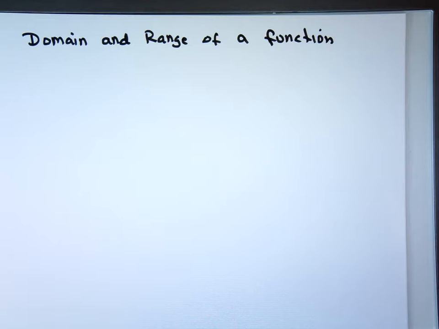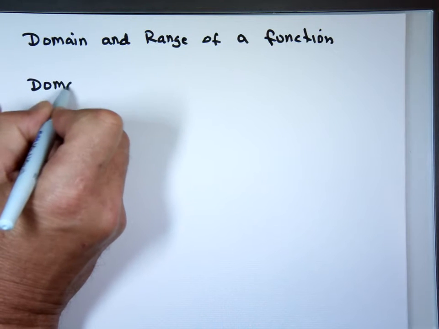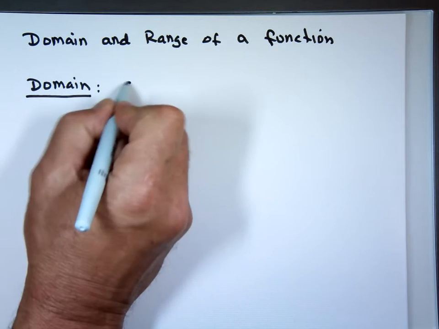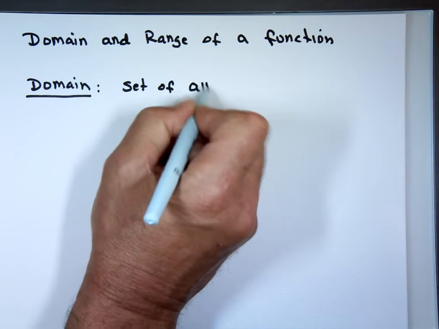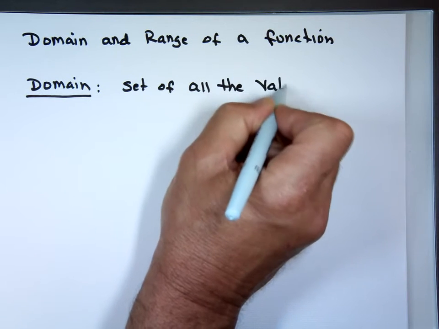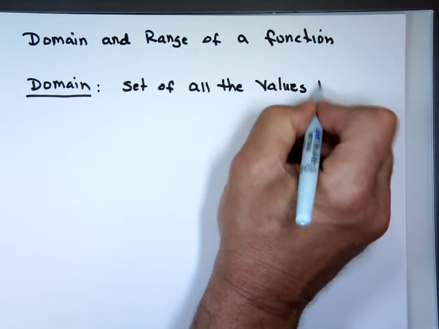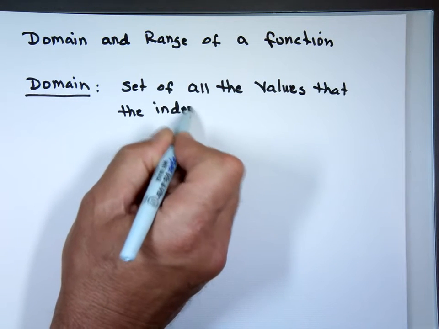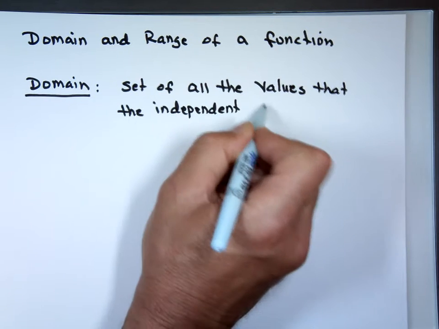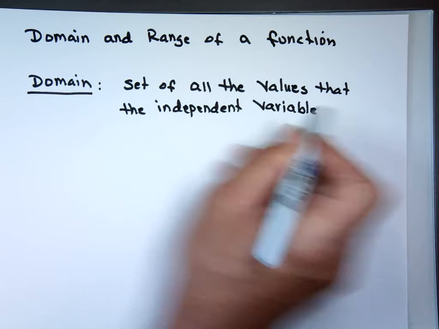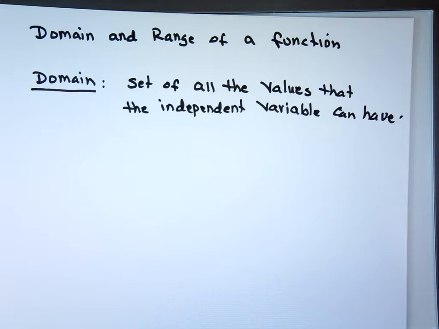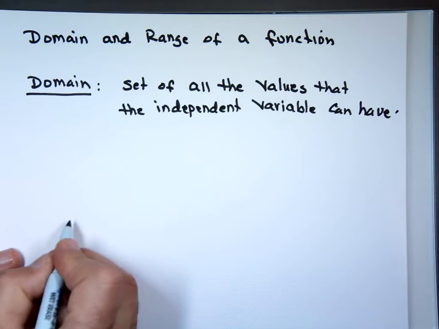When we ask you to find the domain, it says, can you tell me what the domain is? What we're asking for is the set of all the values that the independent variable can have. Can you tell me the set of all the values that the independent variable can have? I'm going to leave a space here in a second. But let me write this question here.